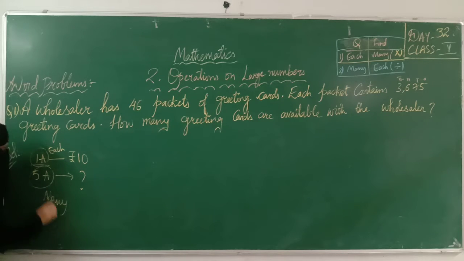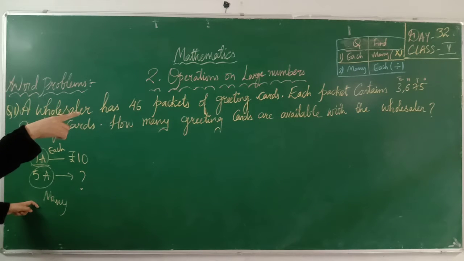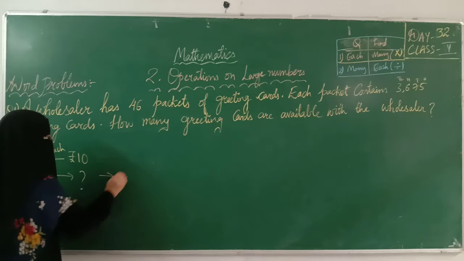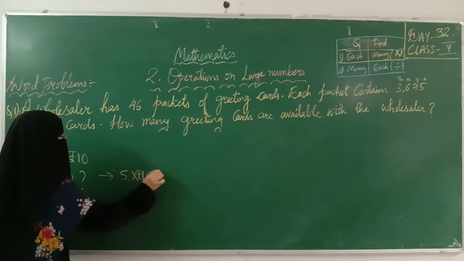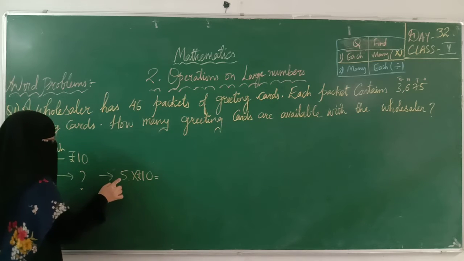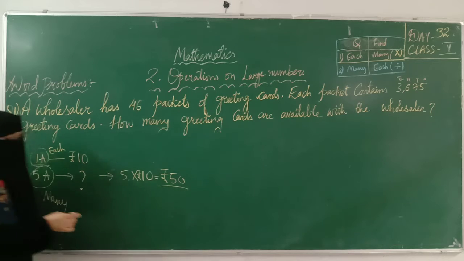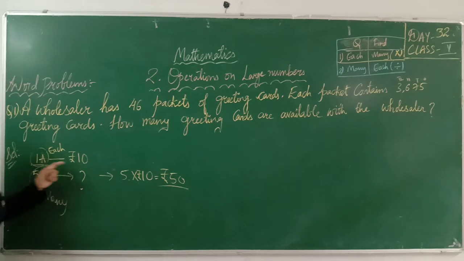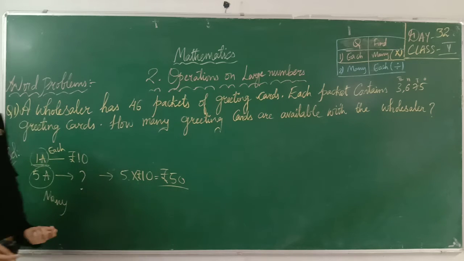I said they have given each. If you have to find many, what do you have to use? Multiplication, right? So here we will multiply 5 by 10. 5 apples of rupees 10, right? 1 apple costs rupees 10, so we are multiplying 5 tens. What is the cost of 5 apples? 50 rupees. 1 apple costs 10 rupees; 5 apples cost how much? We are multiplying 5 tens, 50. Understood? So here we are finding the cost of many items.